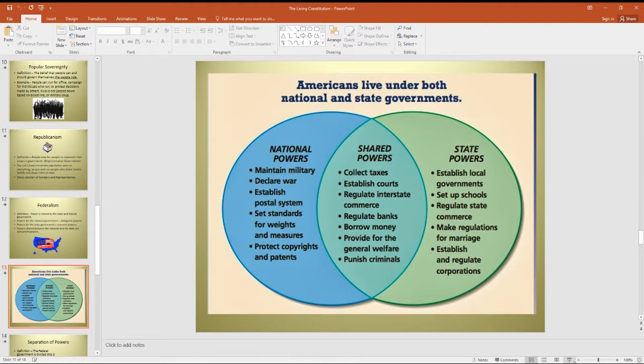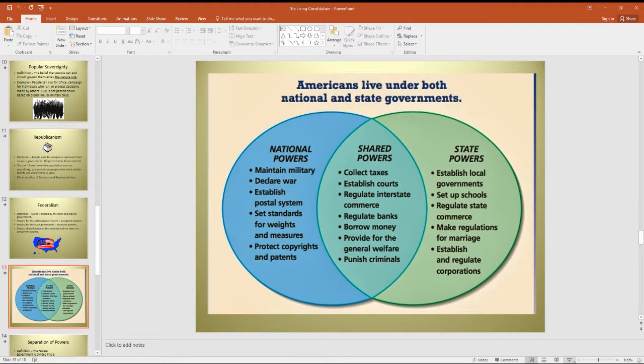A postal system is a national power. Set standards for weights and measures, that's a national power. A dollar is a dollar everywhere. An inch is an inch everywhere. A gallon is a gallon everywhere. That's important. It wasn't always true. At one point in our history, the colonies would have each had their own measurement system. And imagine the chaos we would have if every state had a different standard of measurement. Try to buy a gallon of gas, and you don't know how much a gallon is.